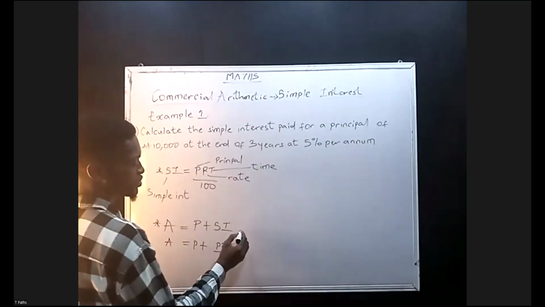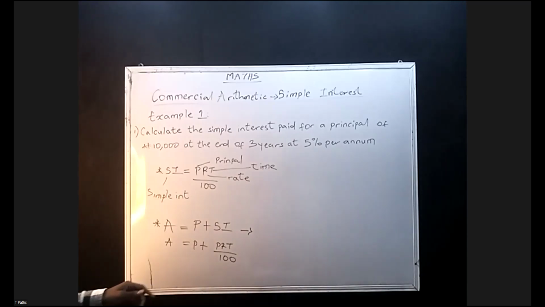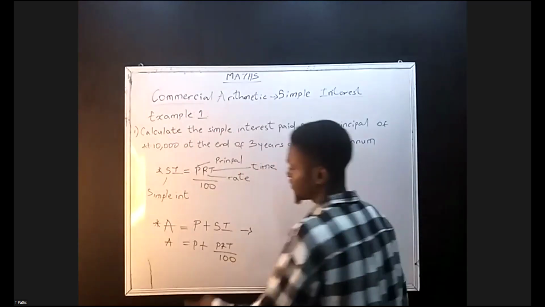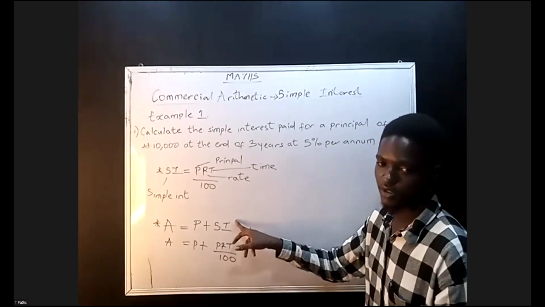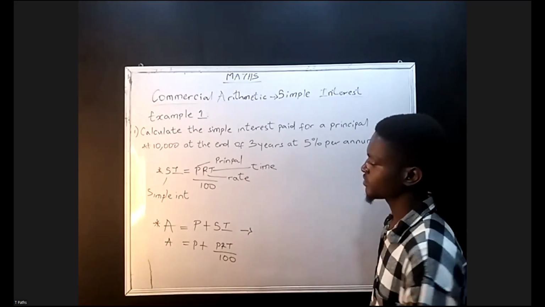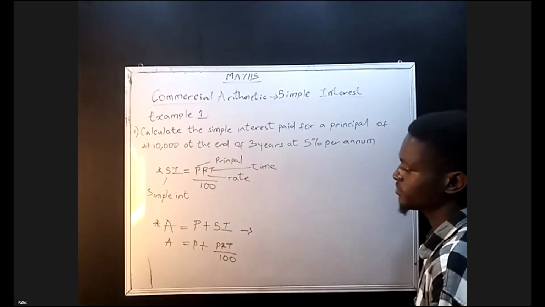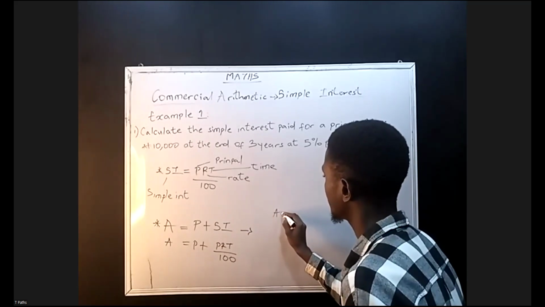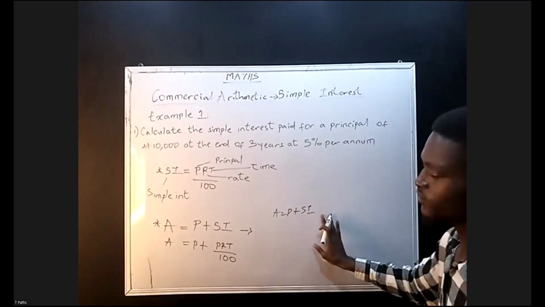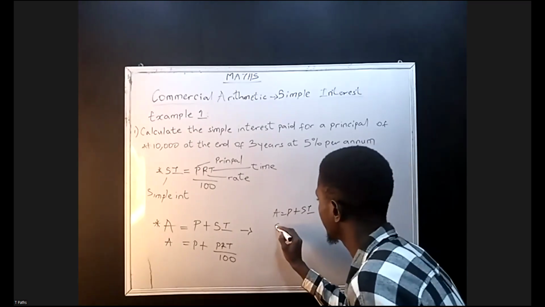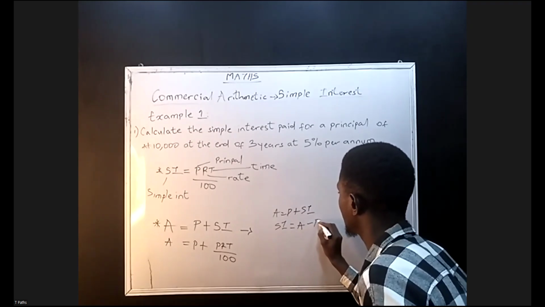While solving questions, there are sometimes that you might be given the amount and the principal, and you'll be asked to look for the simple interest. Now, what do you have to do? Make it the subject of formula. You say A is equal to P plus SI. Since we are looking for SI, we make SI the subject of formula. So SI will be equal to A minus P.